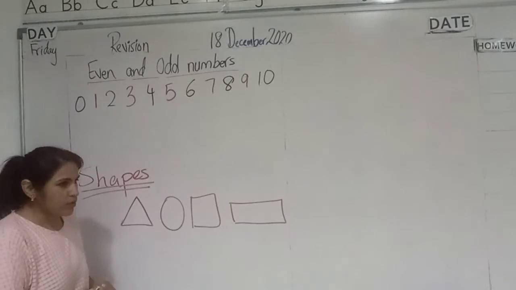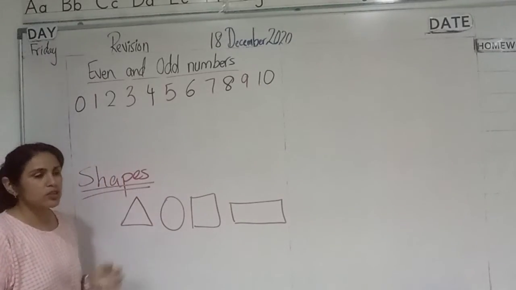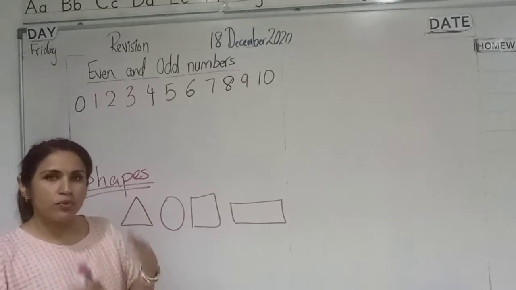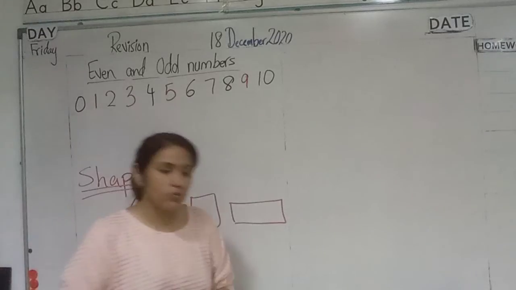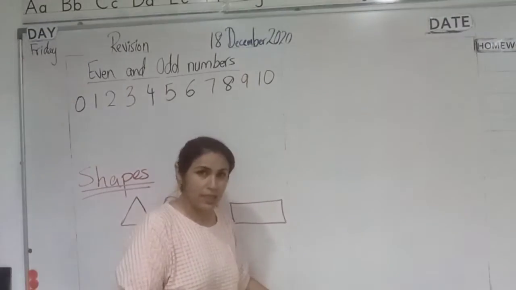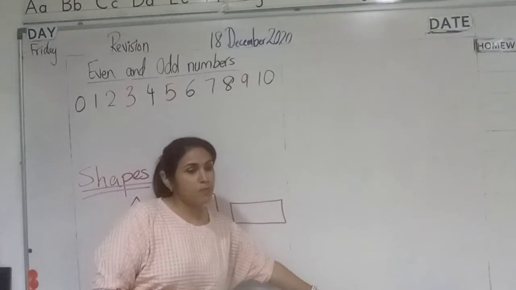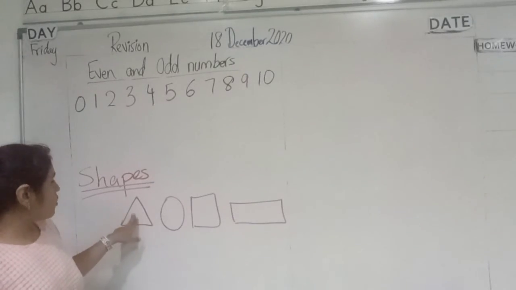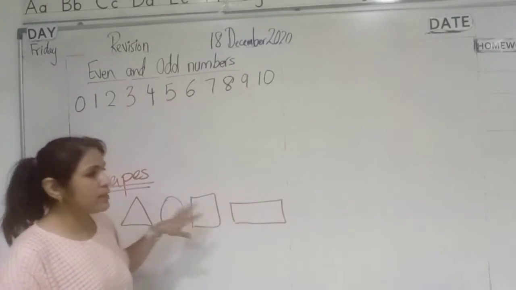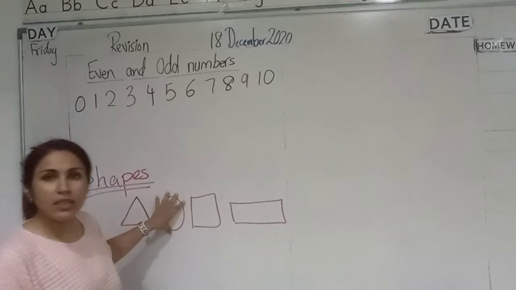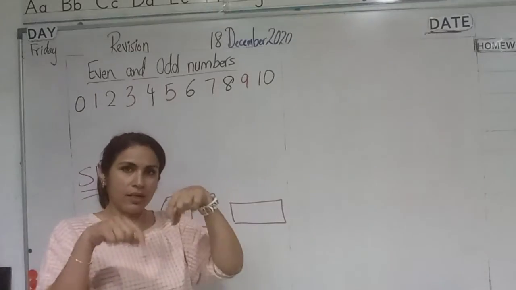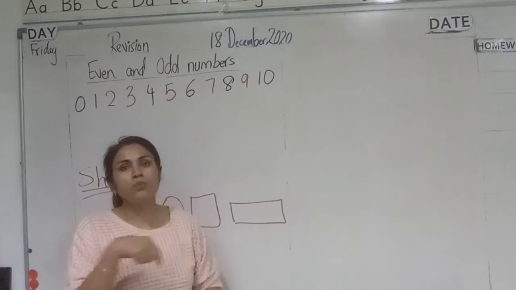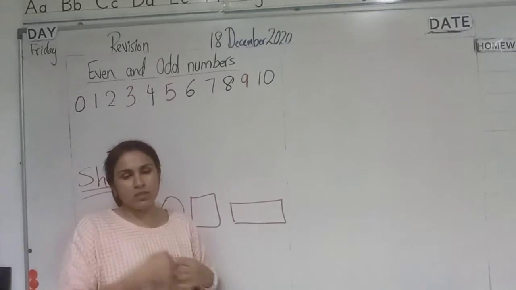nonagon. You have already learned all that. So I would just want you to do the revision on shapes and even and odd numbers. And please do your work neatly, draw the shapes neatly, especially use a ruler to draw triangle, square and rectangle. For a circle you don't need a ruler, but you can use a coin, or a container, or a cup, anything which has a proper round circle shape.